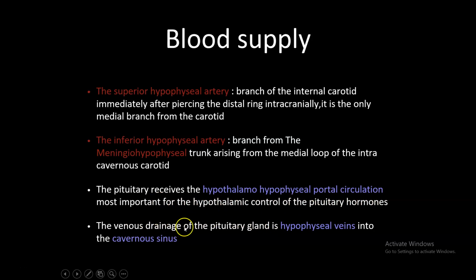And the venous drainage of the pituitary gland is via hypophyseal veins into the cavernous sinus. So arteries: superior and inferior hypophyseal arteries. Venous drainage: portal circulation, which receives the veins from the hypothalamus and drains into the cavernous sinus.